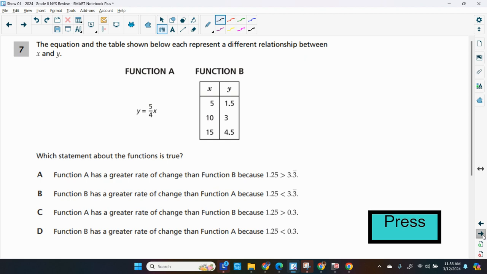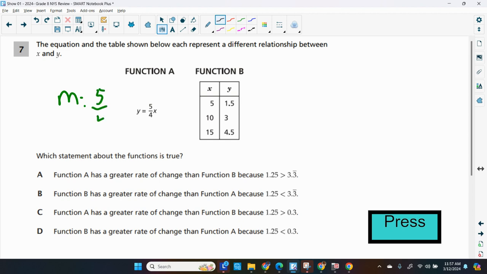This was question number 7. The equation and the table shown below each represent a different relationship between x and y. So there's a relationship. Okay. Function A is y equals 5/4 x. And we remember the number that's right next to the x like that would be our slope. Another word for slope would be the rate of change.